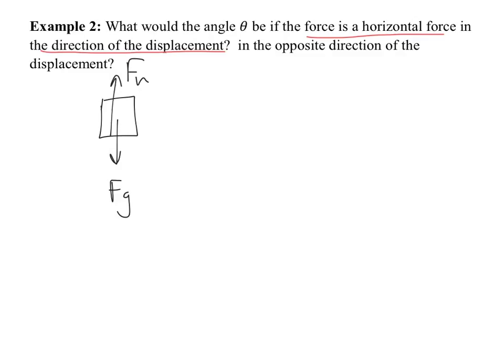And we're told that the force is a horizontal force in the direction of the displacement. So let's say that the displacement is to the right. That's the motion of the object. So if that's true, that means the force is in the direction of displacement. So let's put a force this way. I'll call it FP because it's a push or a pull of some sort, and it's in the direction of motion.